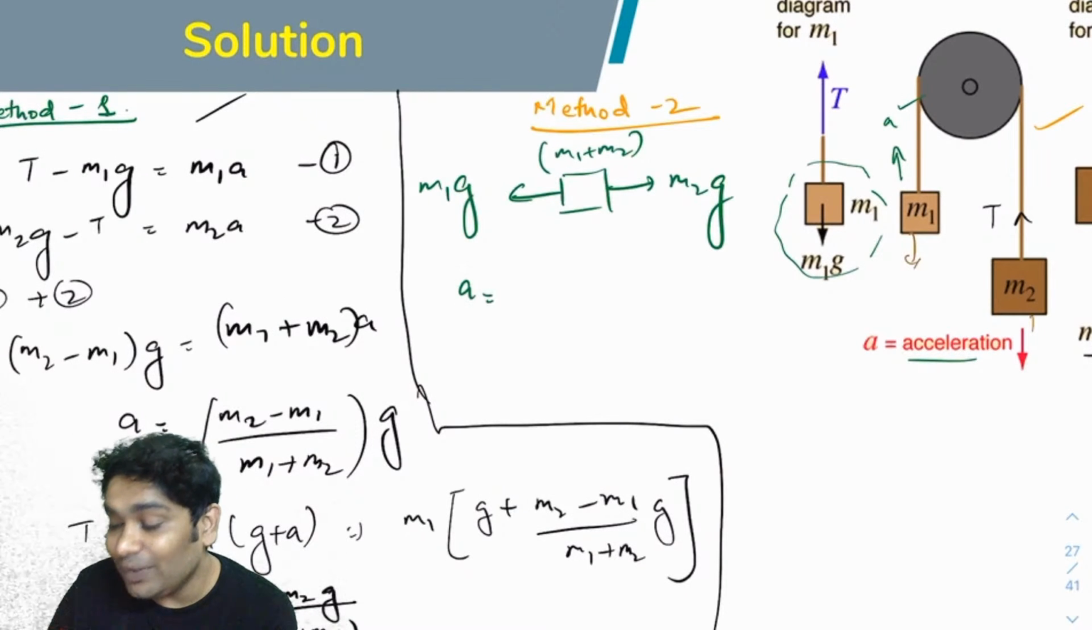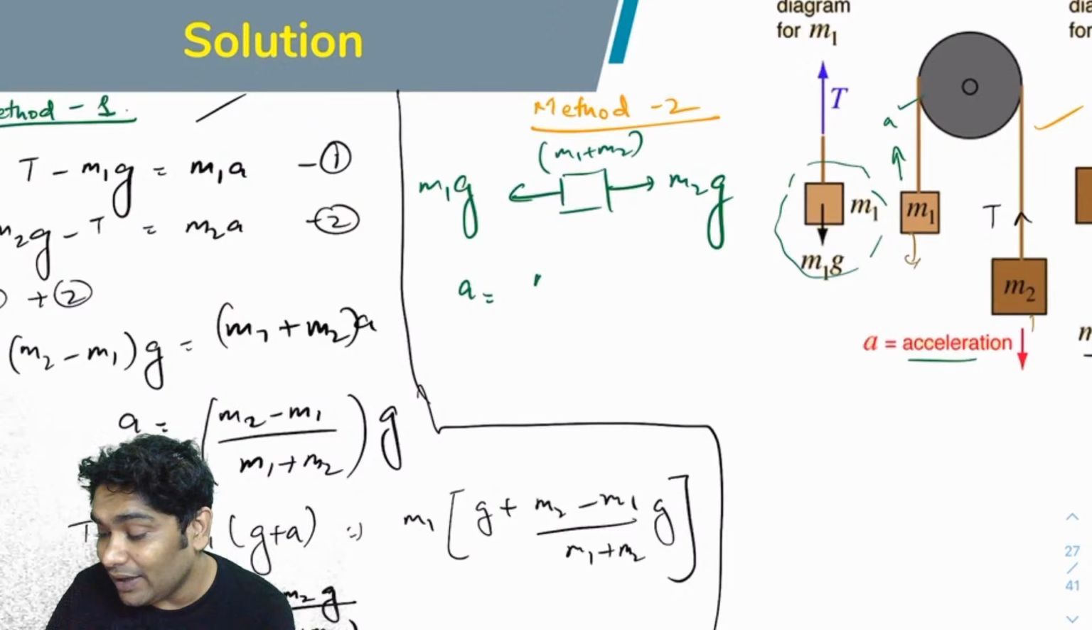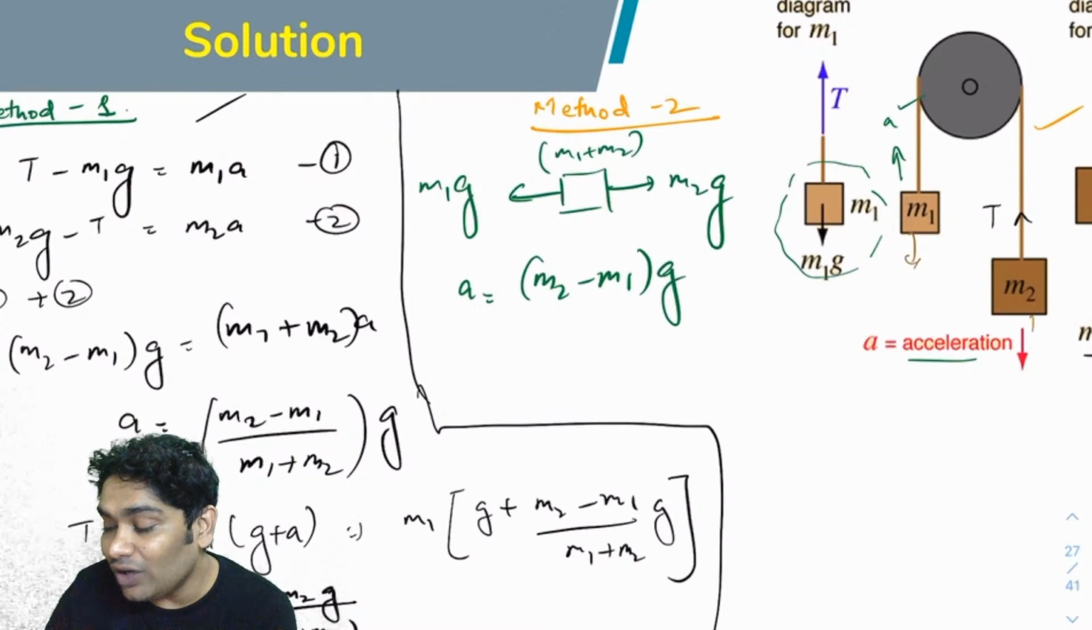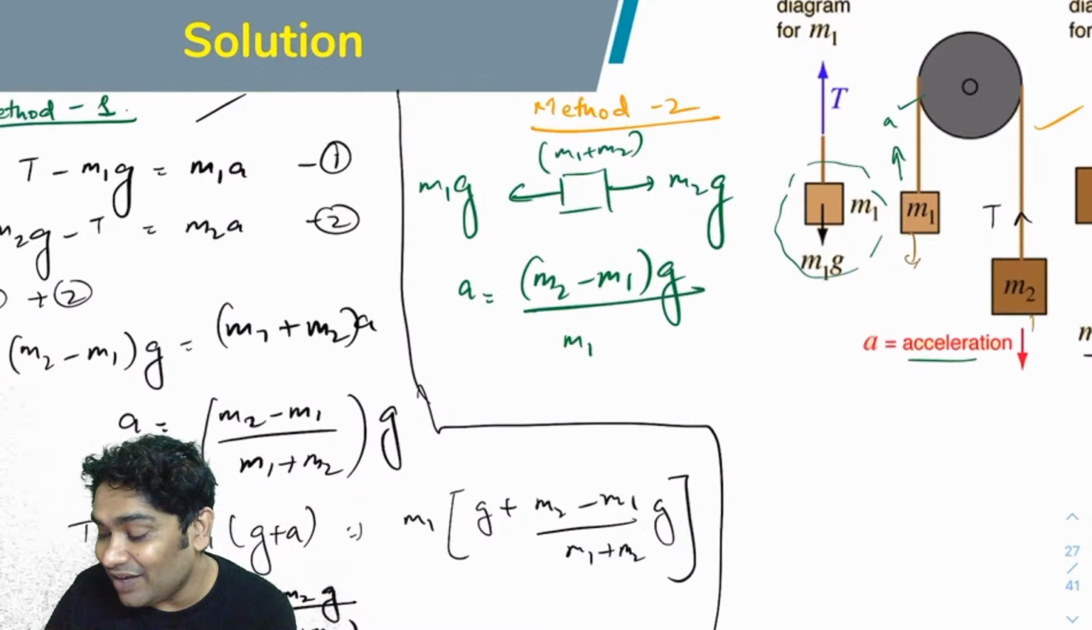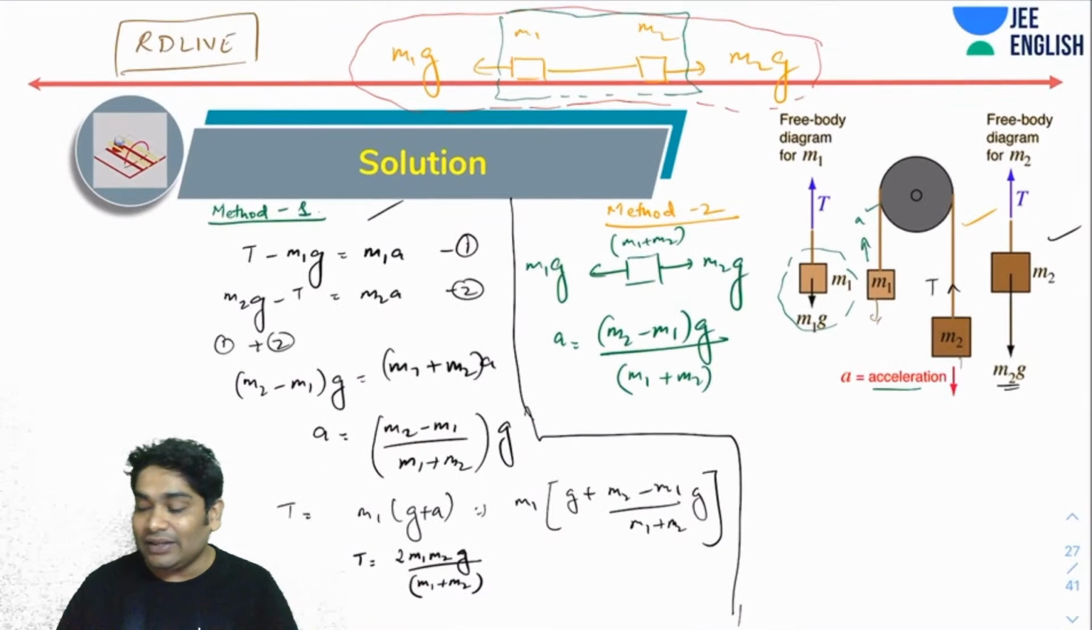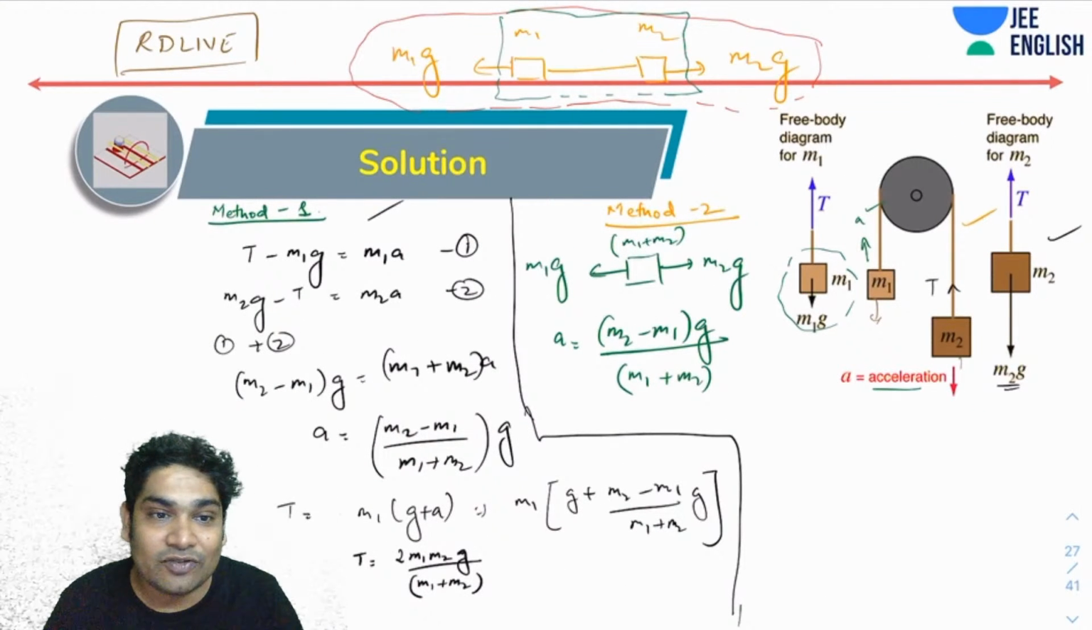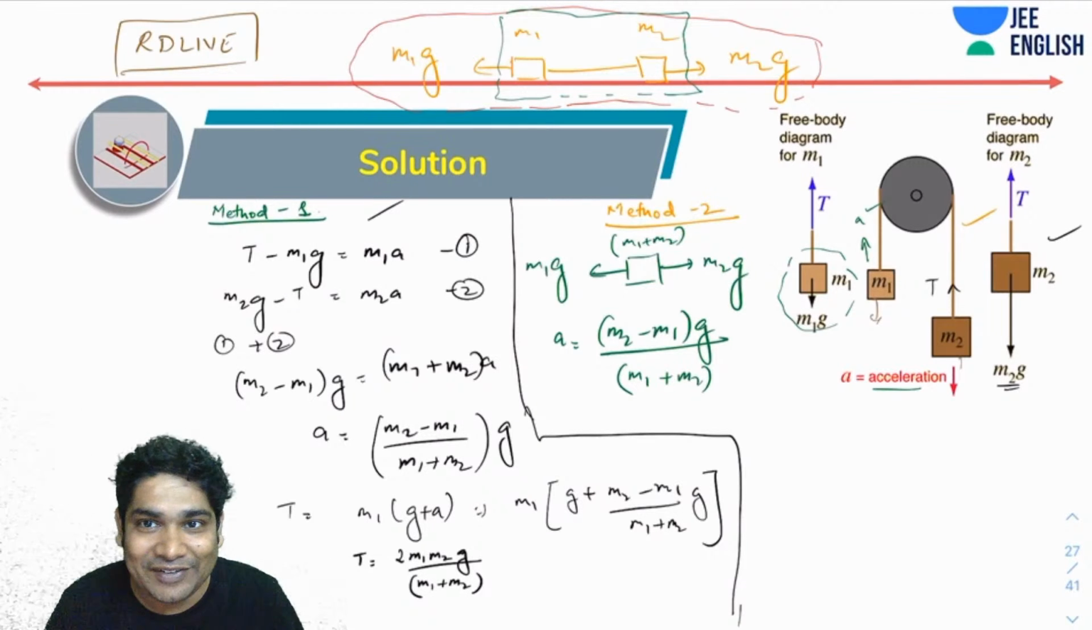Your acceleration would be the net force. The net force would be (M2 minus M1) times g over the total mass, which is M1 plus M2. That is it. In method number two, you get the answer for acceleration in a single step. So remember this trick. This trick will help you solve all your pulley problems very fast.